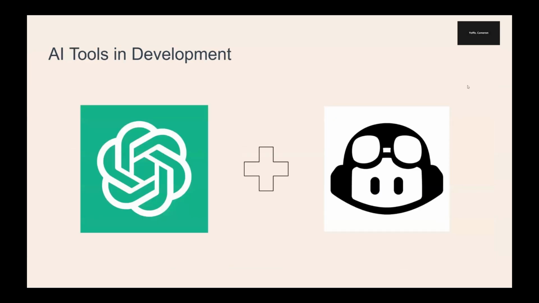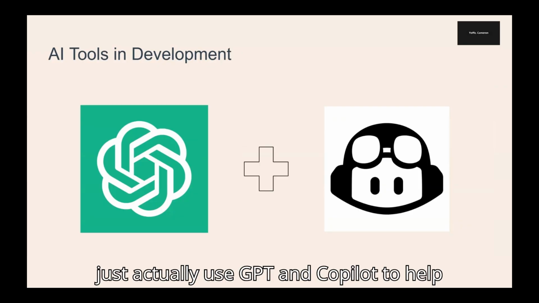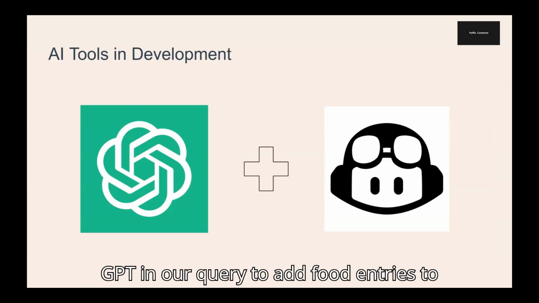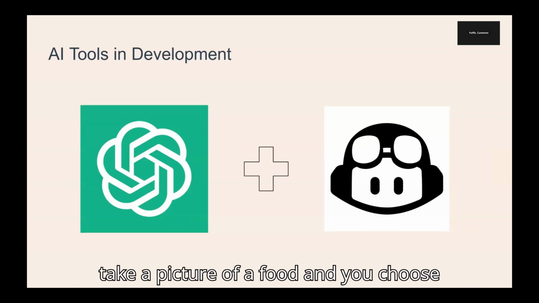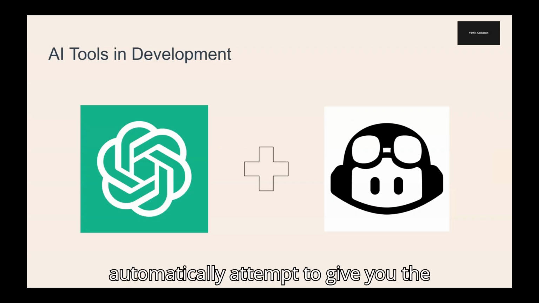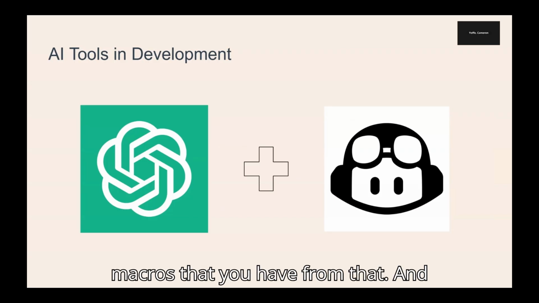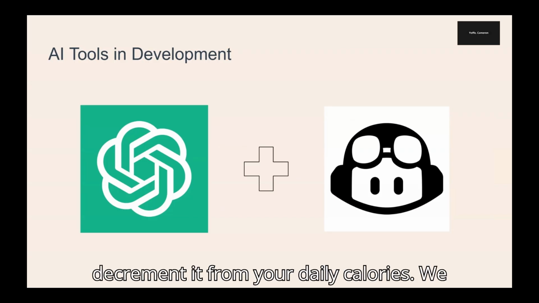AI tools and development. We didn't just use GPT and Copilot to help us code, but we also implemented GPT in our query to add food entries to our daily foods. Whenever you take a picture of a food and you choose to not fill out any of the macros and calories of the food, GPT will automatically attempt to give you the best estimate of the calories and macros that you should have from that food and decrement it from your daily calories.